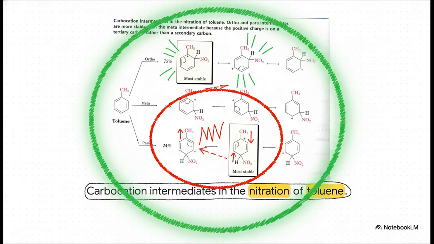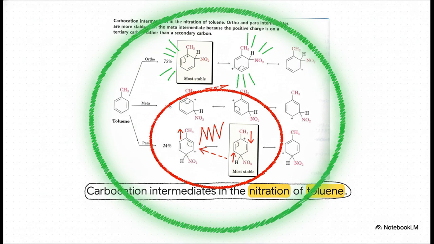Trace the ortho and para pathways. Those are the top and bottom ones. Notice those boxed resonance structures? In both cases, the positive charge lands directly on the carbon attached to the methyl group. That is a tertiary carbon. The methyl group's electron-donating inductive effect perfectly stabilizes that localized positive charge.